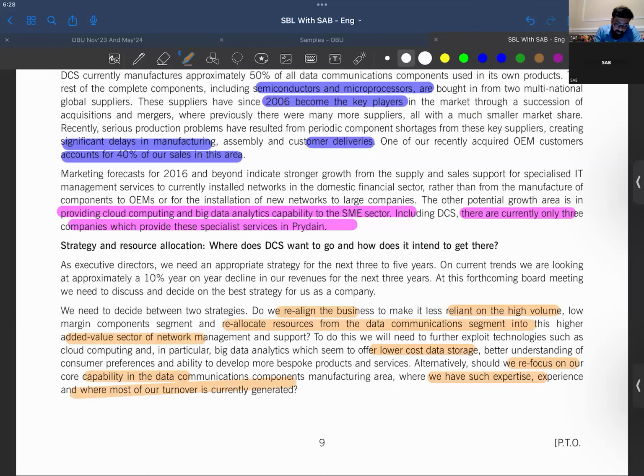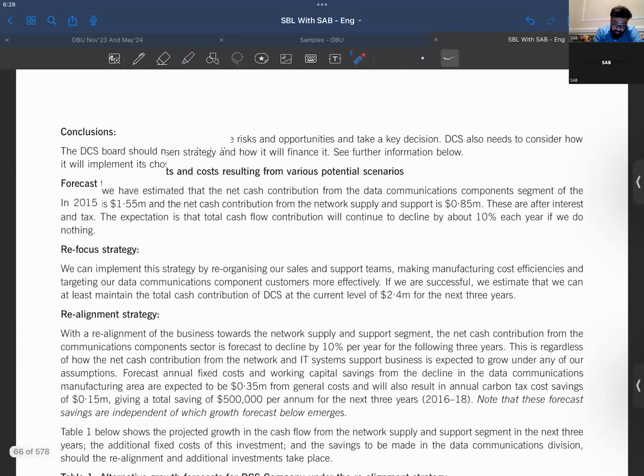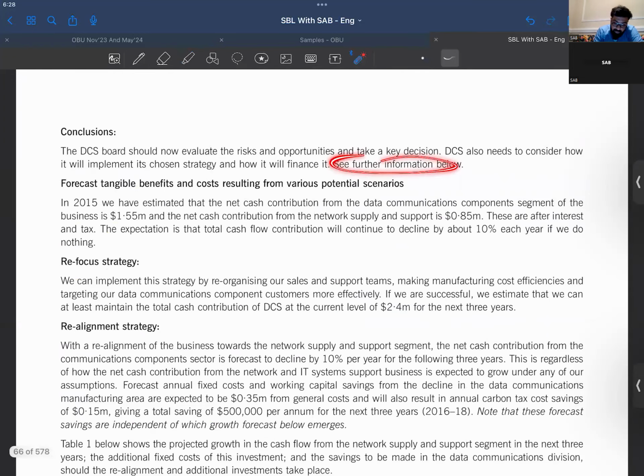So, conclusion: the DCS board should now evaluate the risks and opportunities in a key decision. DCS also needs to consider the chosen strategy and how it will finance it. Here is the information below. Forecast tangible benefits and costs relating to potential scenarios.